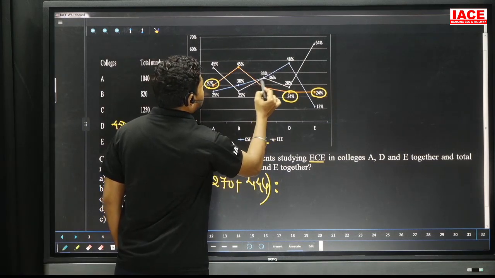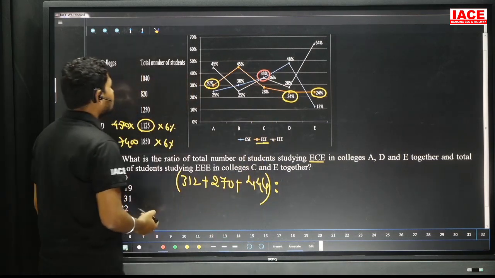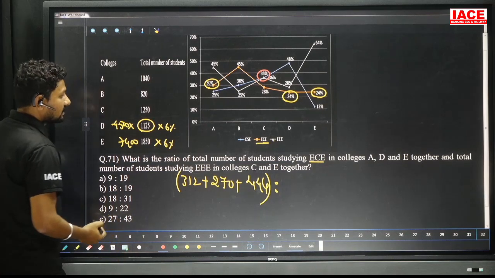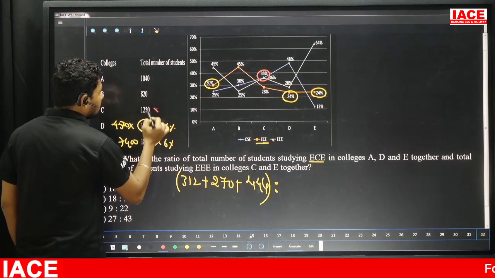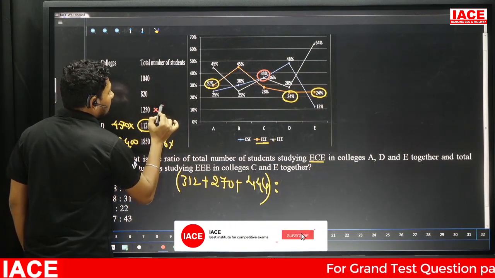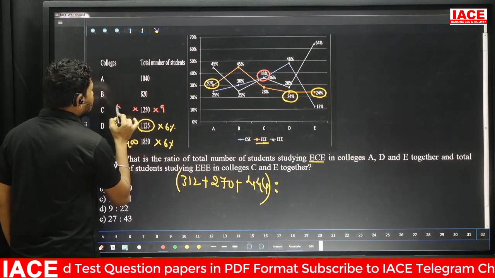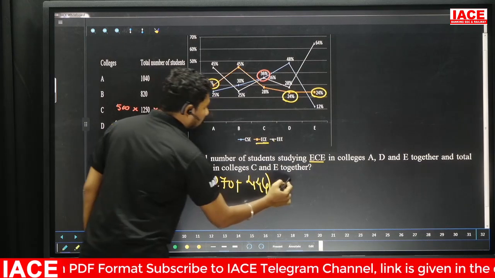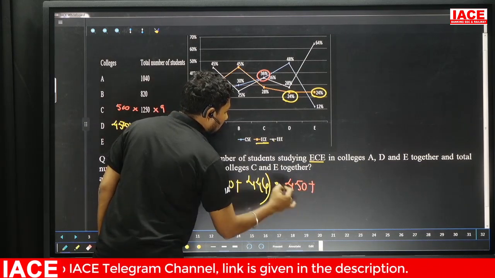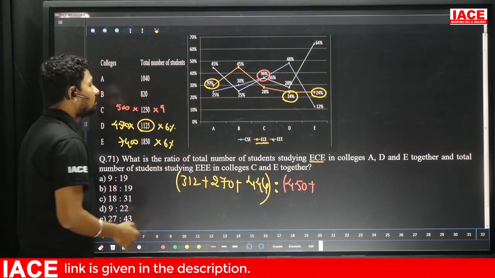So how much percentage do we require? 36% is required. 36% is of C. 36% divided by 4 is 9, and multiplied by 4 here, 1250 becomes 5000. 5 nines are 45, so 450. Plus next we are coming to the E triple E.